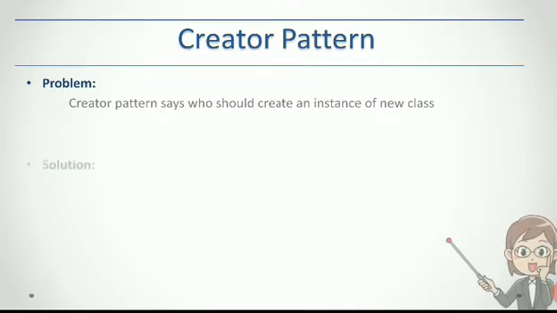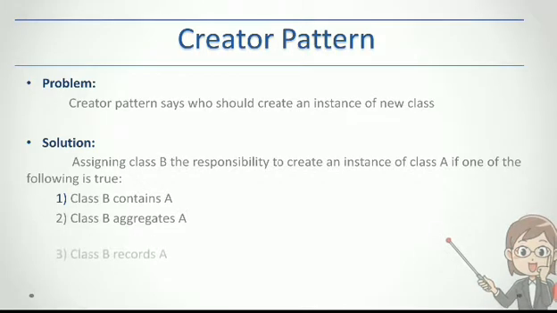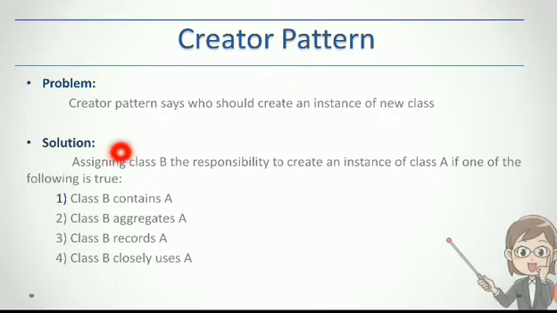The solution is that the creator pattern says, consider that we are assigning a responsibility to class B to create an instance of class A. So class B has to create an instance of class A if one of the following conditions is true: class B contains A, class B aggregates A, class B records A, or class B closely uses A. If one of these conditions is true, then class B can create an instance of class A.